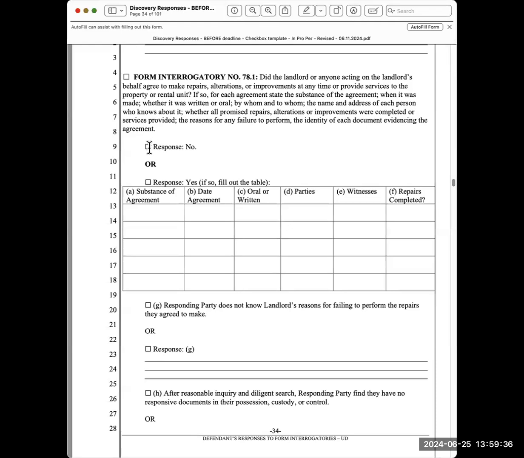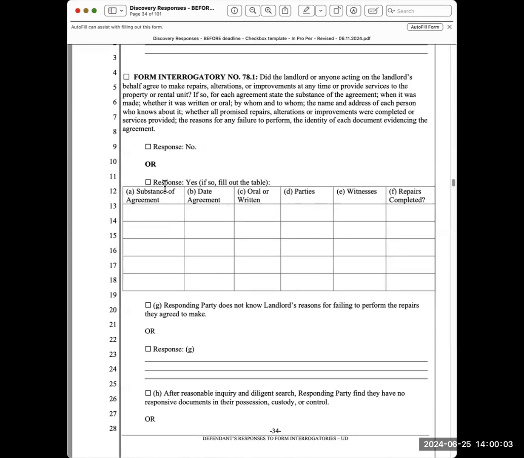If it doesn't apply to you, check no and go on to the next question. If it does apply to you, check yes, and then put in your response here. This is about the landlord agreeing to make repairs. Doesn't mean they did make the repairs. It's just establishing an agreement. It's when you contact the landlord and say, there's this problem, and the landlord says, okay, I'm going to fix it. That's an agreement to fix.